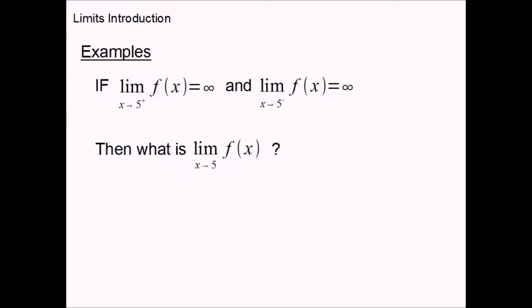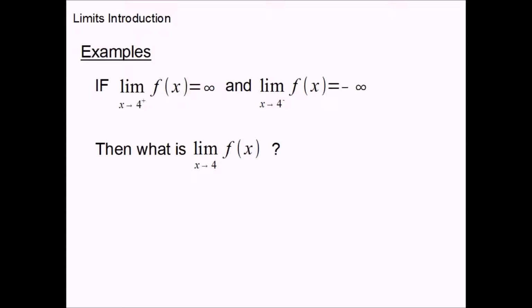For my next example here, this is a little different. I have the limit from the right-hand side and from the left-hand side are both infinity. When it comes to limits, nobody ever said that the limit had to be a number. Infinity is not a number, but it is a perfectly good answer. So the left-hand limit and the right-hand limit have the same answer. Therefore, the two-sided limit is the same answer as well, which is infinity. All that matters is if the left-hand limit and the right-hand limit match.